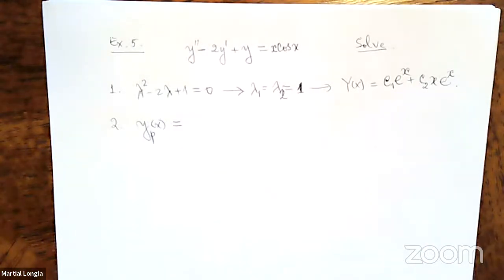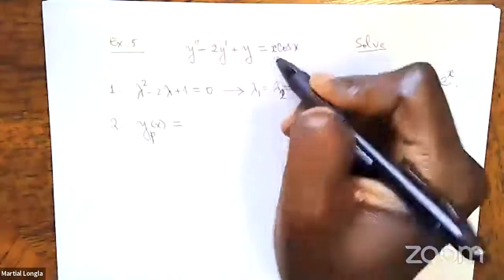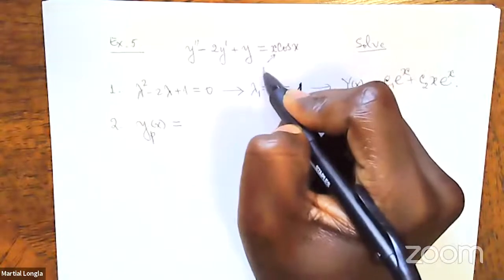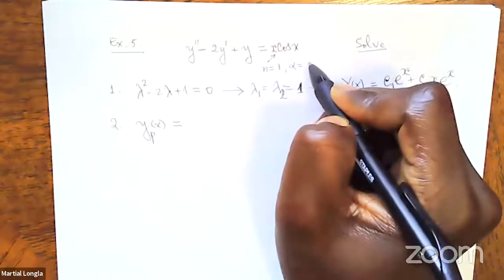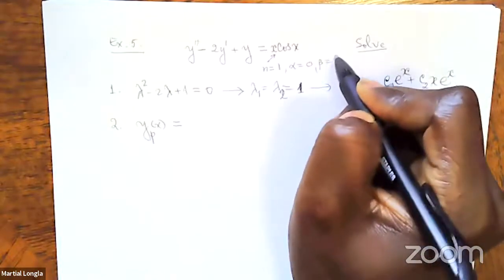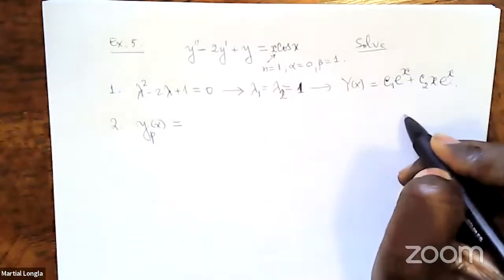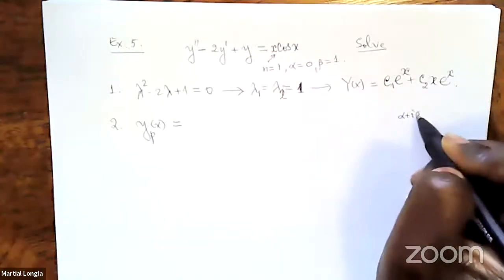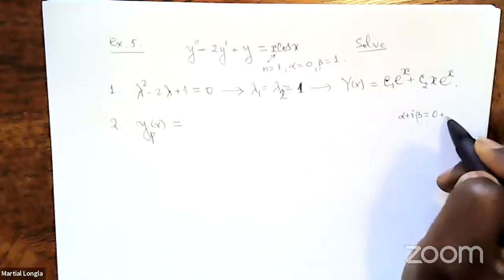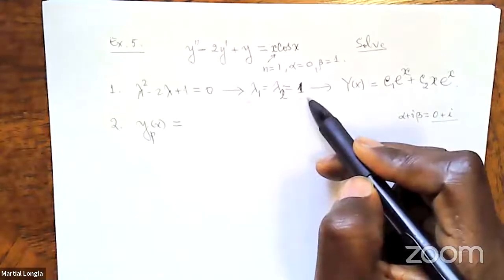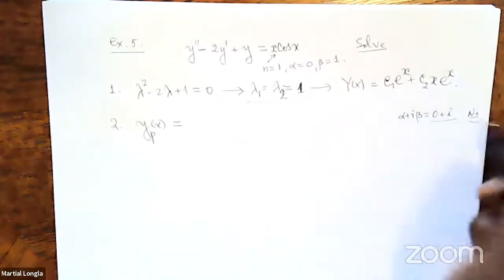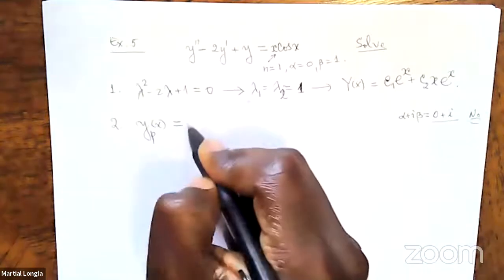Do you want to try, Preston? Yeah, so I think the formula would be... Let me ask you here, what's n? n is going to be 1, alpha is 0 and beta is 1. Good. So you have to try alpha plus i beta, which is 0 plus i. Is this a solution of the homogeneous problem? It's not. So there will be no extra x. Therefore, what's your answer here?